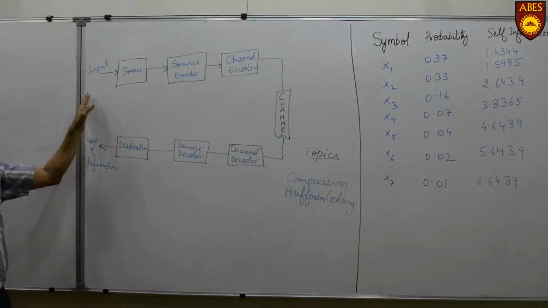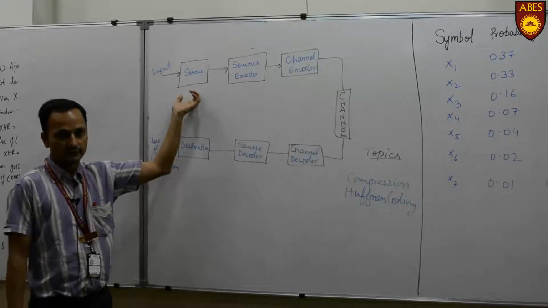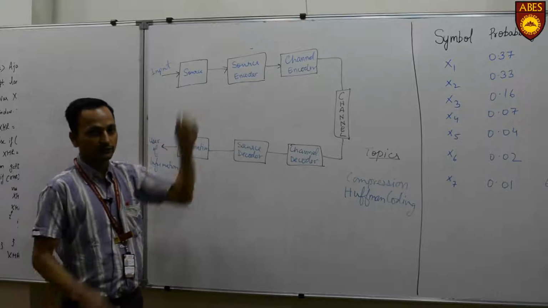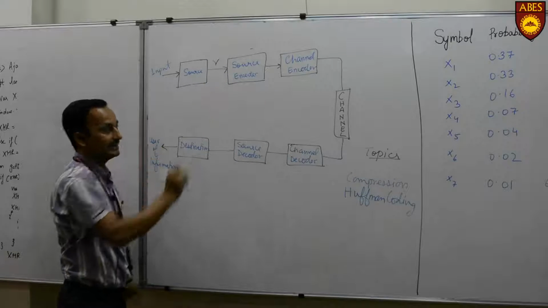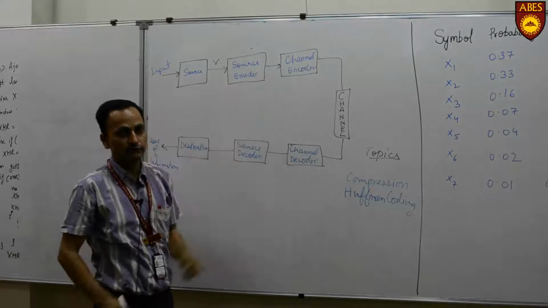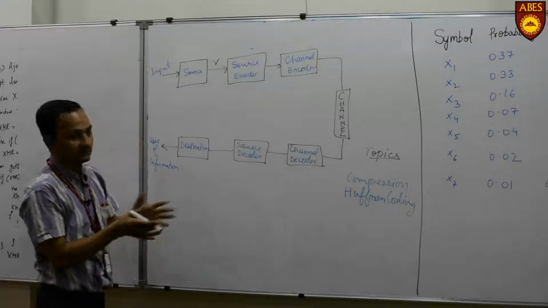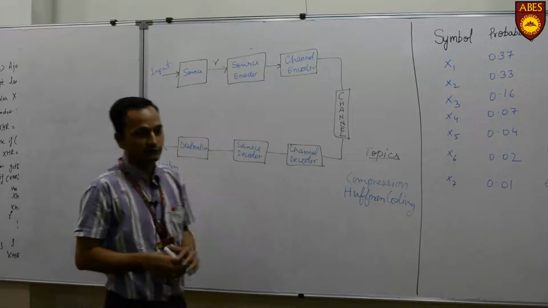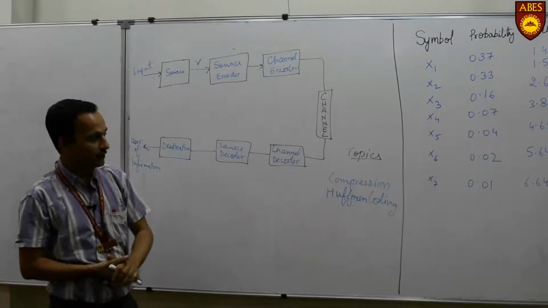There is an input. When we give input to this information source, the information source generates the information, that is R. That information is fed to this encoder, which we call the source encoder, where the data compression is done. For the data compression part, today we are going to discuss Huffman coding, which is an important algorithm for data compression.